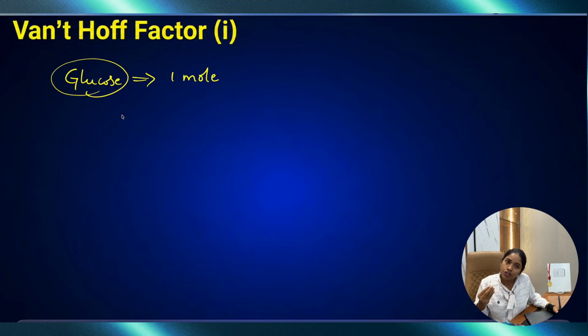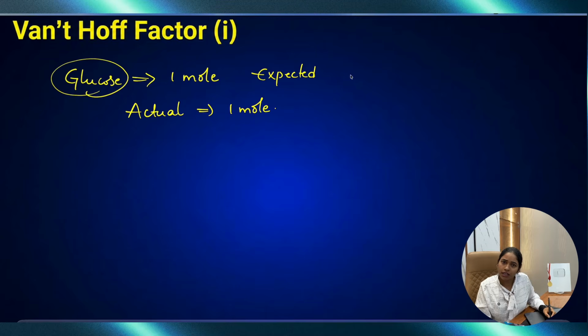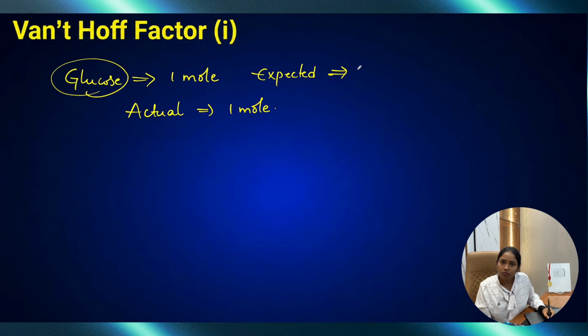So actual glucose is 1 mole. Expected is also 1 mole. I am expecting it should be 1 mole. After dissolving I am getting 1 mole only. That is completely fine. Let's say if I take NaCl, how many moles am I taking?